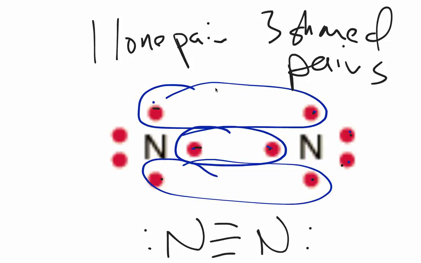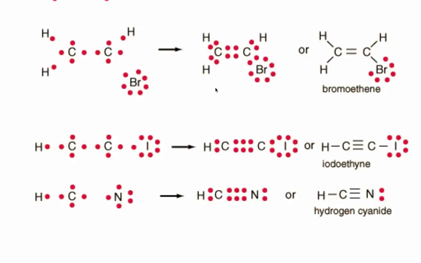So we can form single bonds, we can share 2 pairs, have double bonds, we can share 3 pairs and have triple bonds, but we can't have more than that. Notice we can share things that aren't just simple molecules that get larger as well. Notice here is a structure called bromoethene. 2 carbons, 3 hydrogens, 1 bromine.